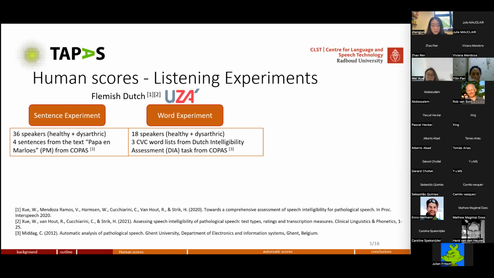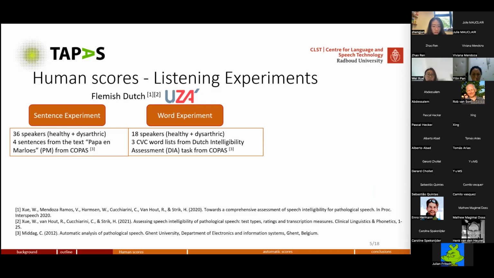The word experiment covered half of the speakers of those in the sentence experiment. These speakers also consisted of healthy speakers and dysarthric speakers at varying severity levels. These speakers read the 3 consonant-vowel-consonant word lists that are selected from a standardized Dutch intelligibility assessment task. The speakers and the recordings used for assessing intelligibility were all selected or extracted from the TAPAS dataset.